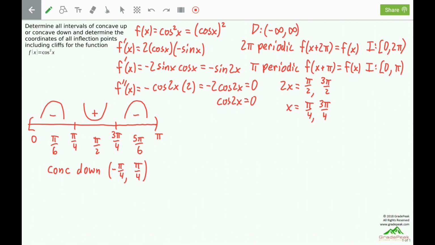So other than that, we have just a concave up from pi over 4 to 3 pi over 4. Right at the candidate number of x equals pi over 4, we have the concavity changing from concave down to concave up. So x equals pi over 4 will be an inflection point.